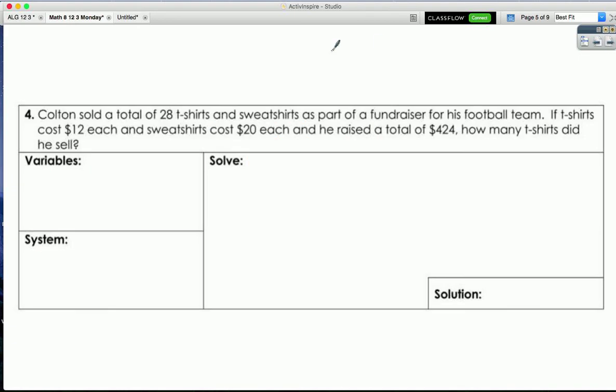All right, question number 4. We should be moving on, about halfway done here.